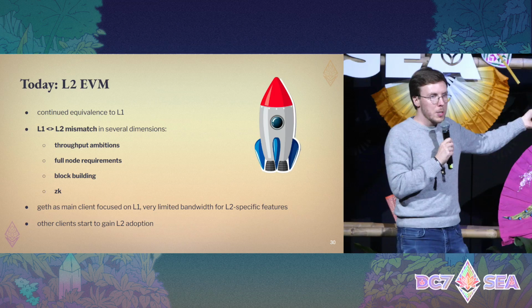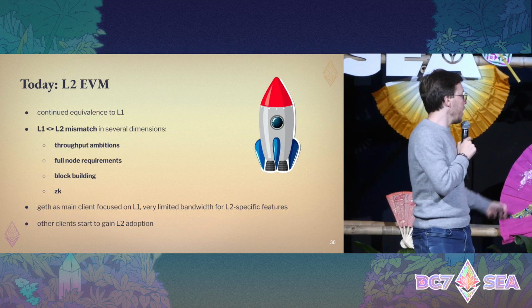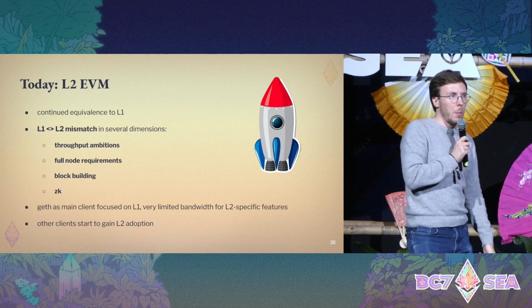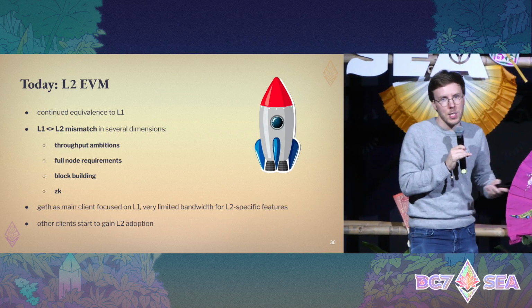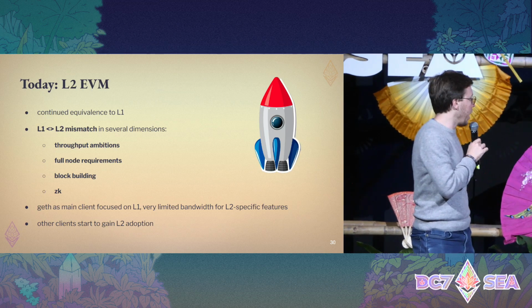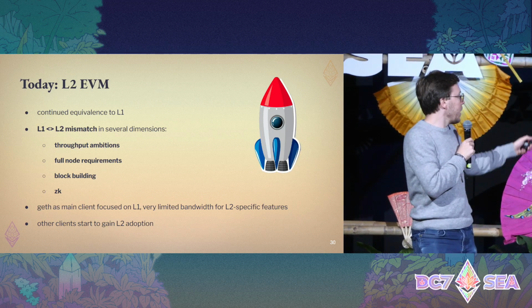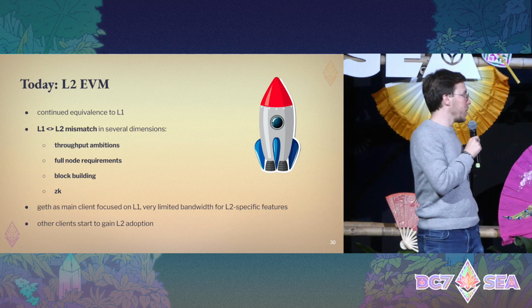You can run these very demanding, very high throughput chains and still inherit the security of the L1. Well, but that also means that you're building a system for very different requirements. Block building works very differently on L1 versus L2. And then, of course, for the ZK rollups, ZK basically changes everything in terms of how expensive different operations are and how the VM should ideally work. So basically, all of this means that the EVM is just not an ideal fit for what the L2s need.